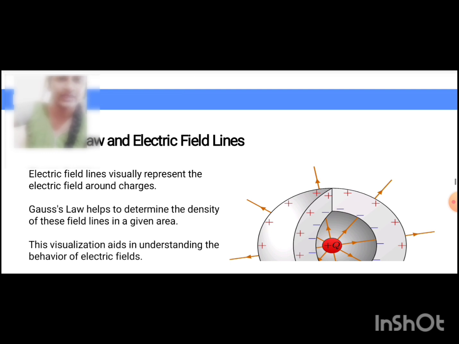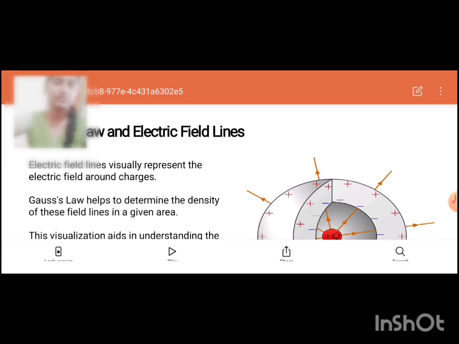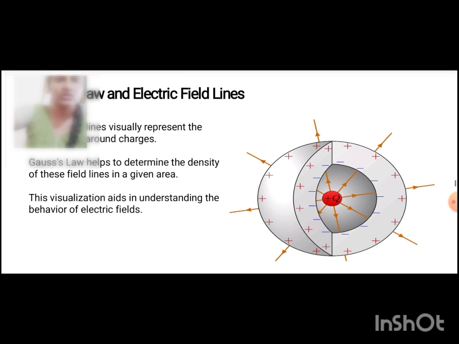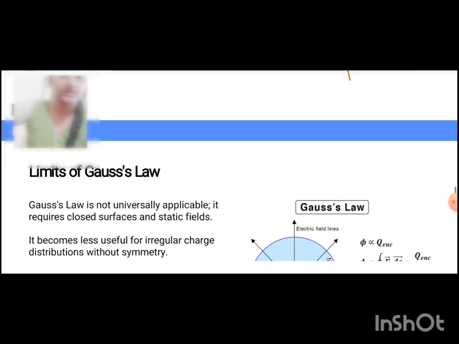Gauss law and electric field lines. As shown in the figure, electric field lines visually represent the electric field around charges. Gauss law helps to determine the intensity of these field lines in a given area. So this visualization aids in understanding the behavior of electric fields.